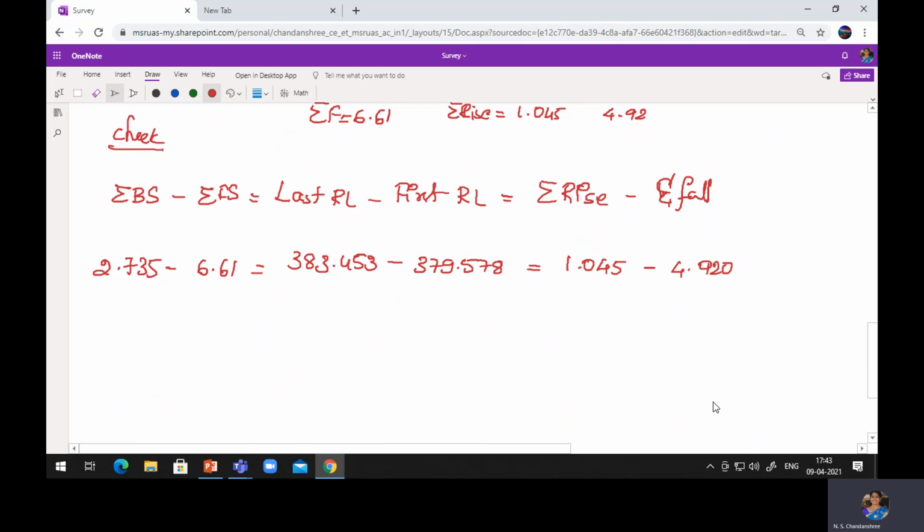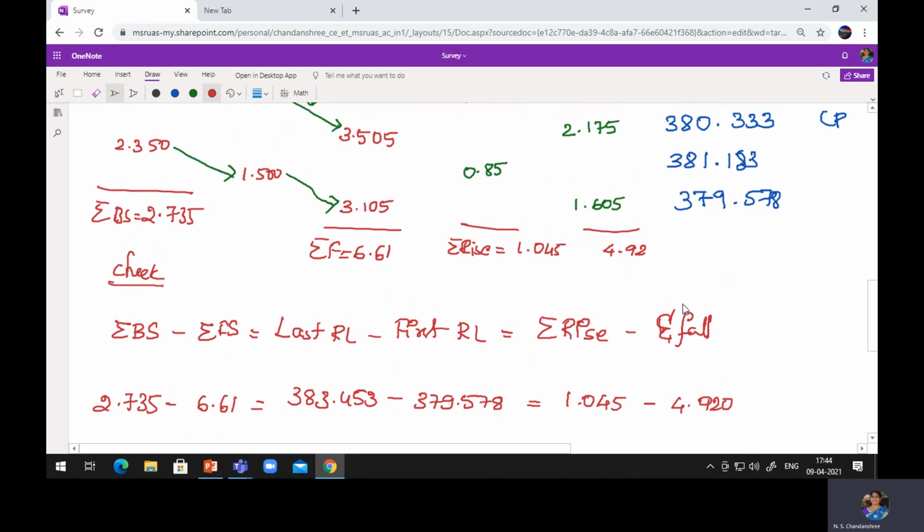So now when we calculate, this is 2.735 minus 6.61, which is minus 3.875, which is equal to 383.453 minus 379.578, which is minus 3.875, which is equal to 1.045 minus 4.920. So this is again minus 3.875. So our check is correct. That means whatever we have solved is correct.